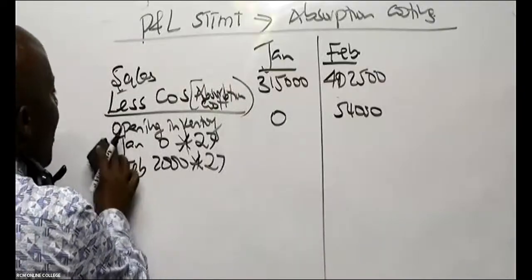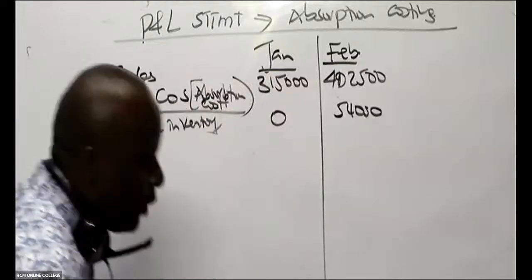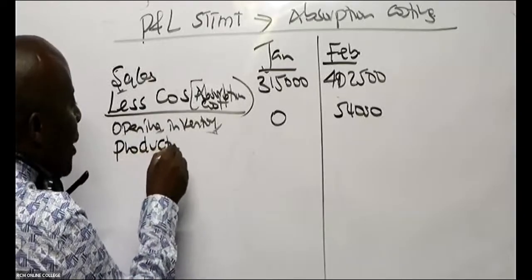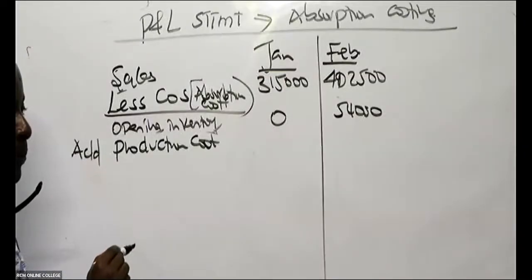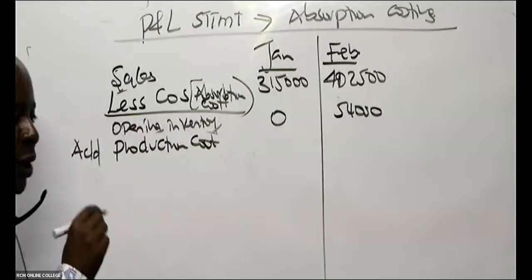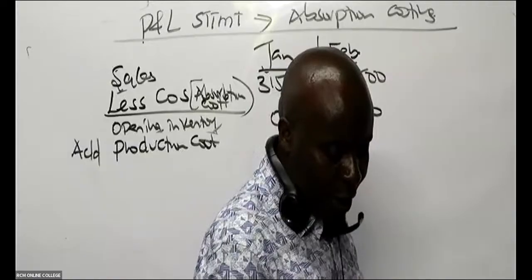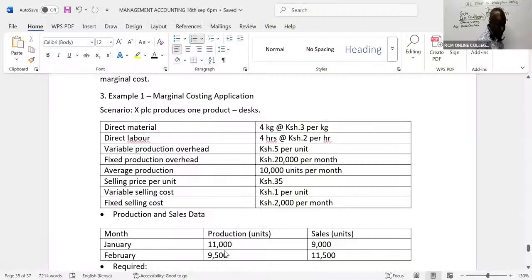After opening inventory, you go straight to the next one, which is production. So you say add production cost. Our production cost will always be pegged on the units that we produced in the period. January is 11,000, February is 9,500.